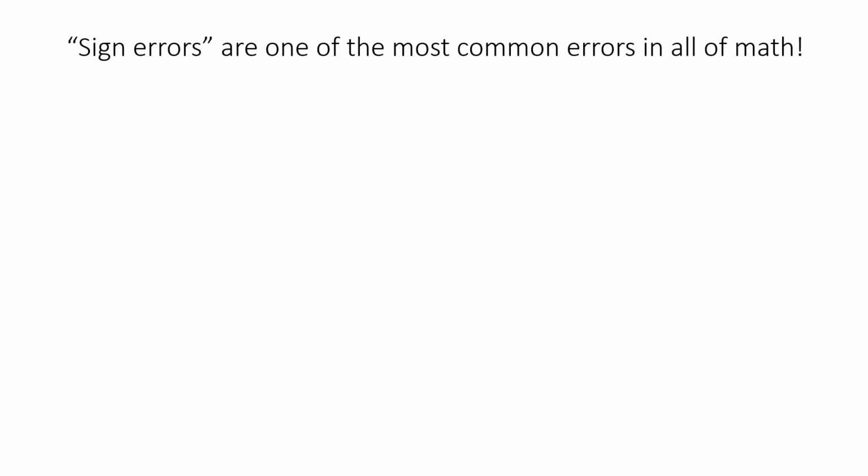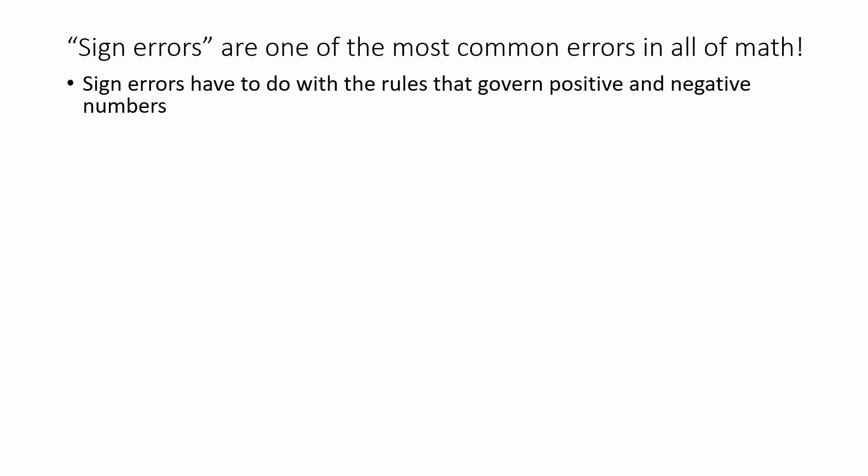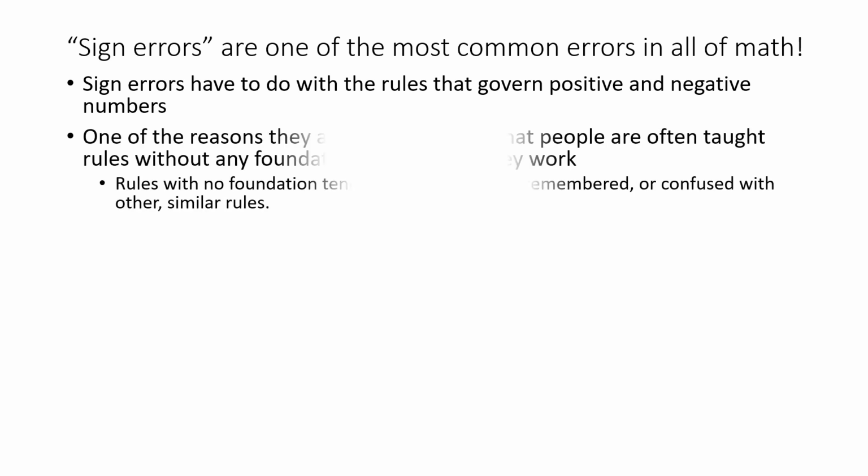So let's talk a little bit about what sign errors are. Sign errors are one of the most common errors in all of math, and I mean that from the moment negative numbers come on the scene all the way through high school, college, graduate school. Mistakes that are made with negatives are really common. Sign errors have to do with the rules that govern positive and negative numbers, and it's a very broad category that can include messing up the rules when you're operating, to simply adding or dropping negatives off of numbers when you're copying them from one line to the next.